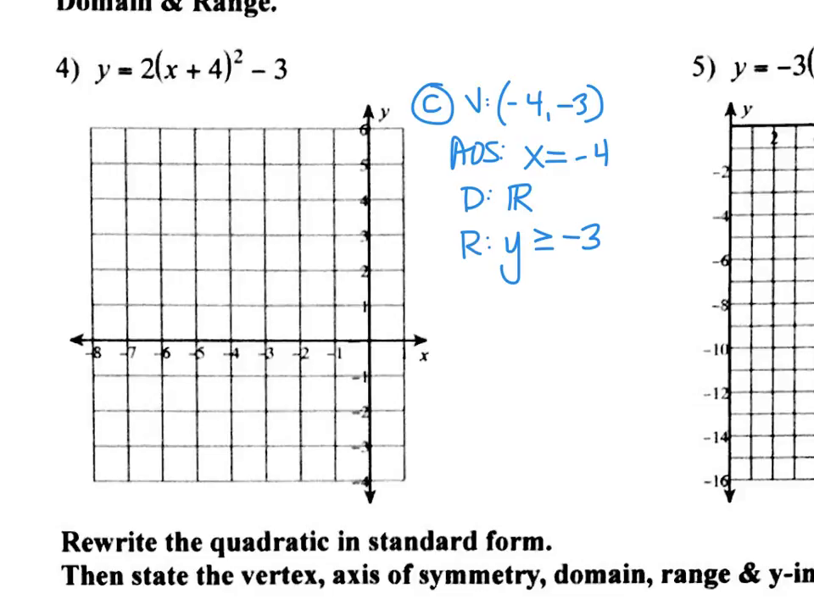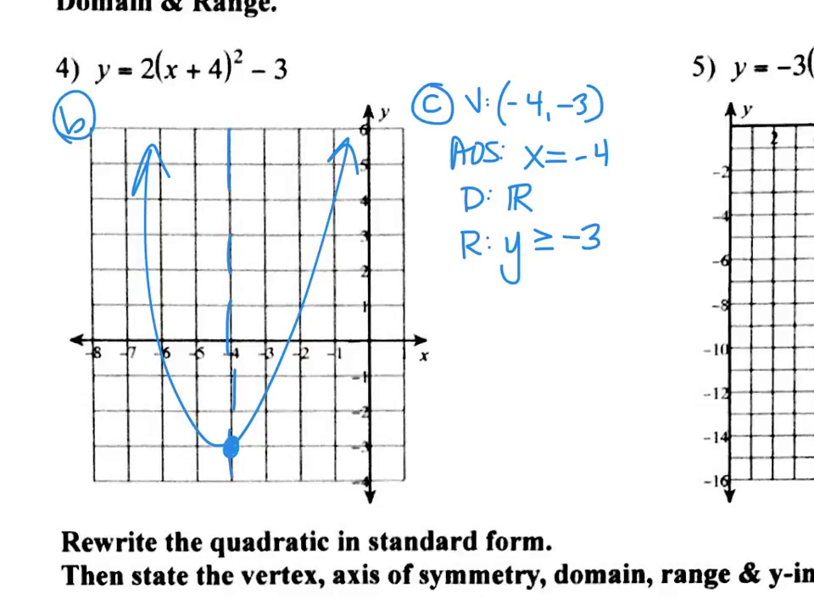So we'll do part B next, and that's just to graph all of this information. So that is -4, -3. And then x equals -4 is my axis of symmetry line. And I know this is opening up, and this question doesn't ask us to find the y-intercept, and I'm pretty sure even if it did, it wouldn't fit on here, so I'm just going to make this open up.